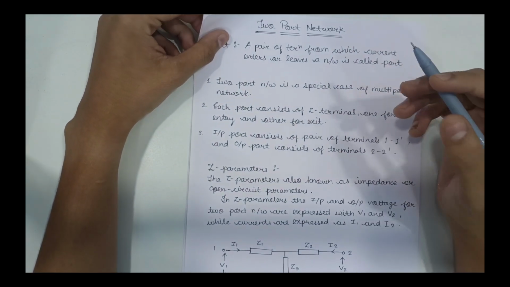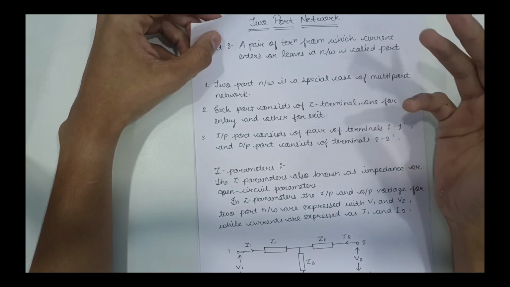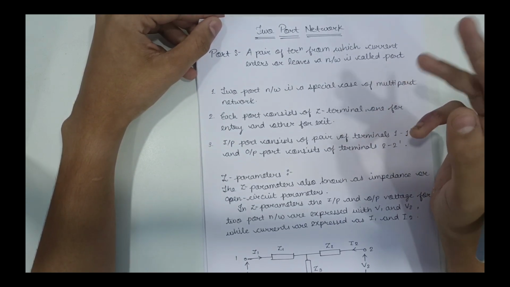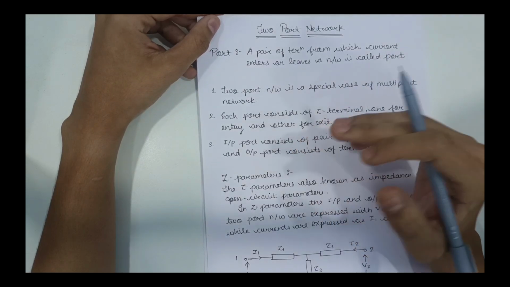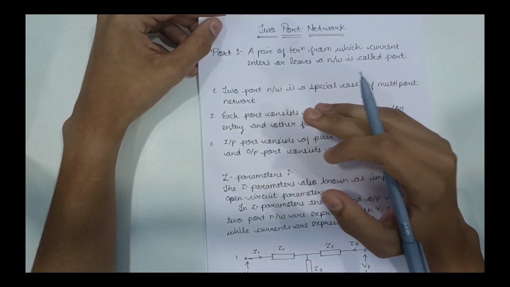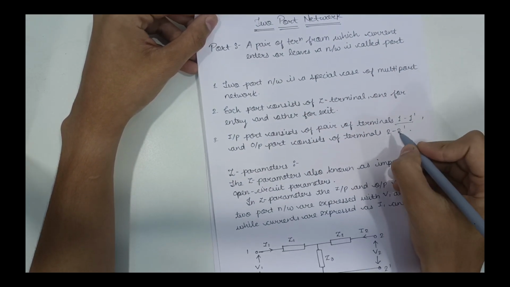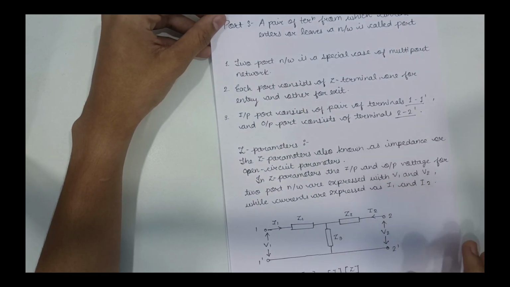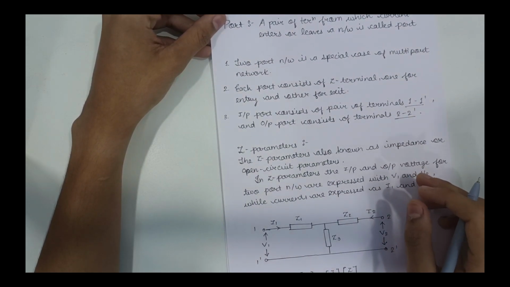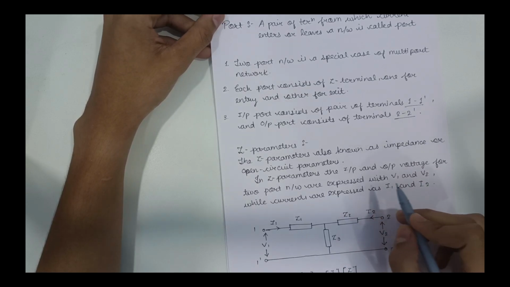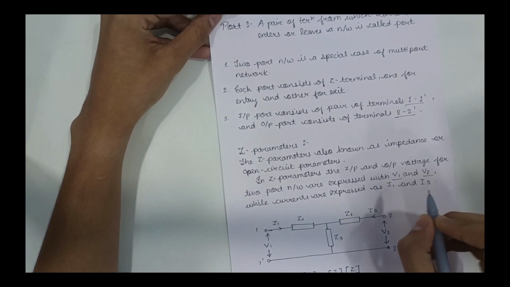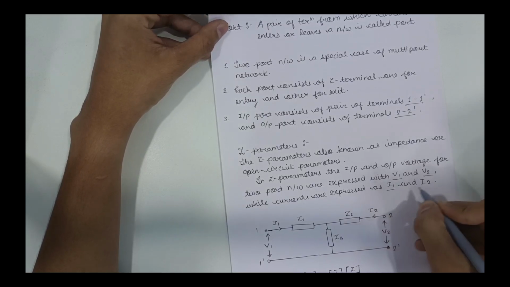So a two-port network is a special case of a multi-port network in which each port consists of two terminals, one for entry and the other for exit. The input port consists of 1 and 1 dash, and the output port consists of 2 and 2 dash. Now, Z parameters are also known as impedance or open circuit parameters. In Z parameters, the input and output voltages for a two-port network are expressed as V1 and V2, and the currents are expressed as I1 and I2.